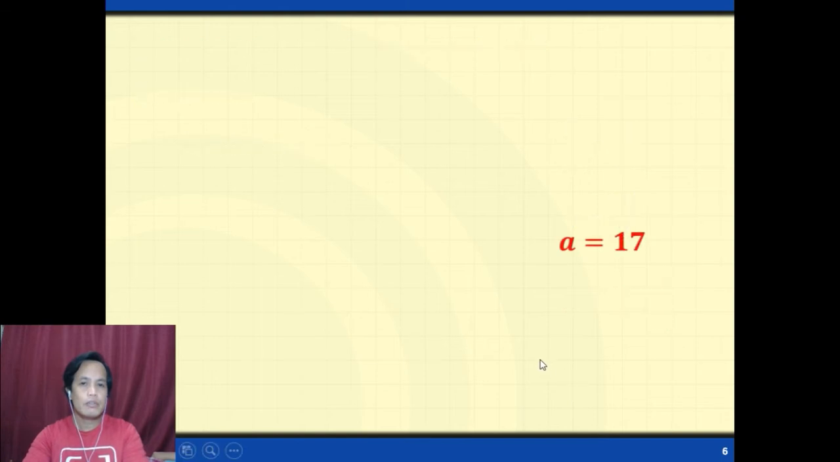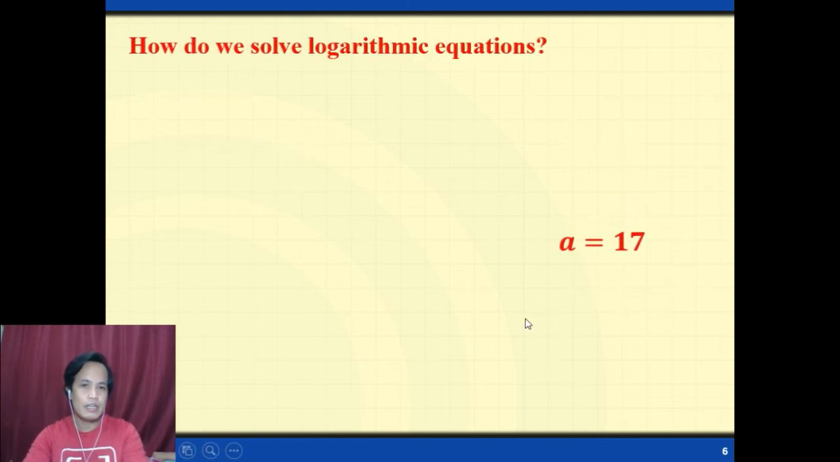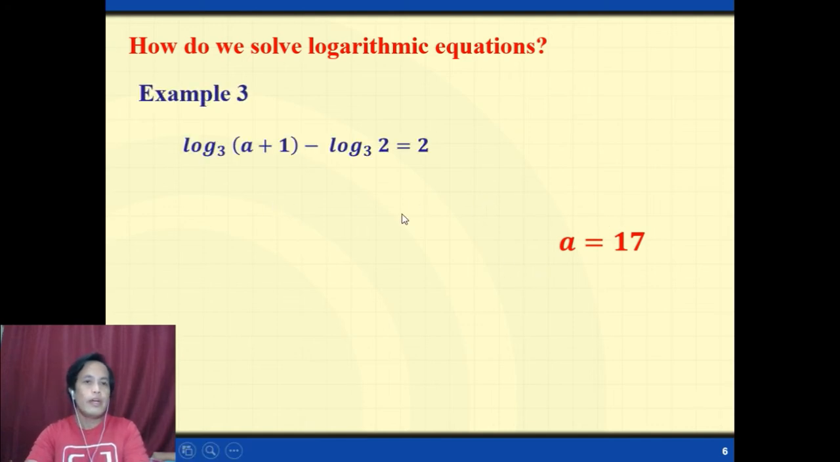Okay, let's proceed to the next example. We should arrive at the answer a equals 17. So how do we get a equals 17? We are given log of a plus 1 base 3 minus log of 2 base 3 equals 2. We need to arrive at a equals 17. Let's check how we arrive at a equals 17.